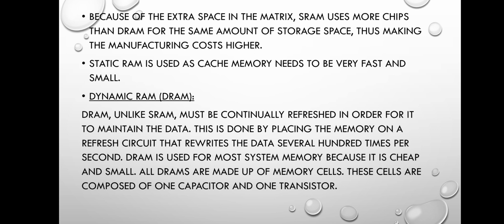Dynamic RAM, DRAM. DRAM, unlike SRAM, must be continually refreshed in order to maintain the data. This is done by placing the memory on a refresh circuit that rewrites the data several hundred times per second. DRAM is used for most system memory because it is cheap and small. All DRAMs are made up of memory cells. These cells are composed of one capacitor and one transistor.